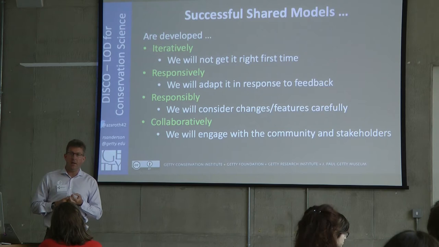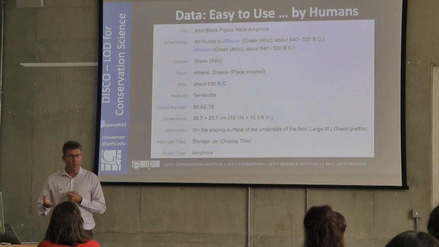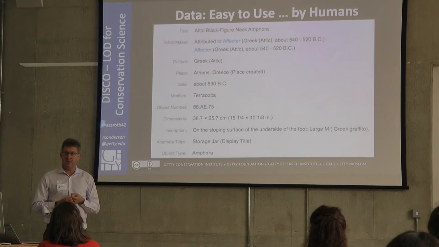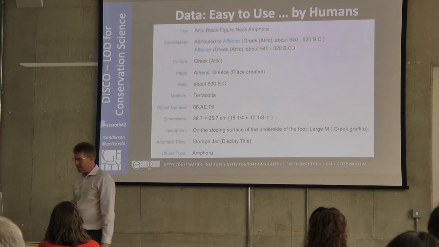So, I want to start with a little bit of background as to why we are doing linked open usable data. Everyone has data, and it's pretty easy to use by humans when you look at it in a tabular format. This is just a screenshot of an object on our website, and you can see that there are fields and there are values. So this is just data. It's pretty easy to use by humans. We can all understand by reading it what it means.